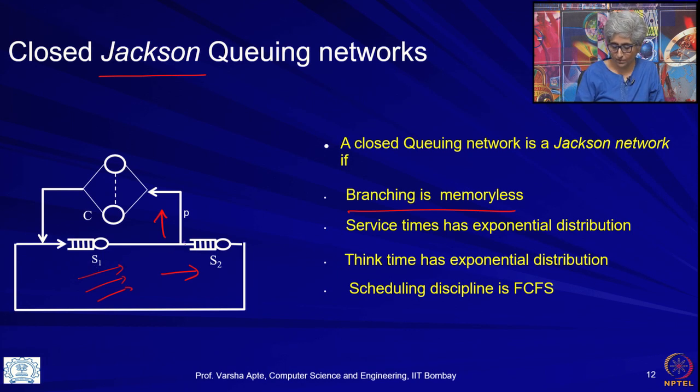service, the probability that you will finish versus the probability that you have to go to server 2 remains the same. Remember that is what is memoryless: you cannot say that after 3 visits to the server S1 the probability of finishing is high. That does not meet the memoryless assumption. Service times have to be exponentially distributed, think time has to be exponentially distributed, and scheduling discipline has to be FCFS. In that case it is a closed Jackson queuing network, and we can apply some theorems and some laws which make analysis much easier. So it is closed Jackson queuing networks for which analysis is possible.